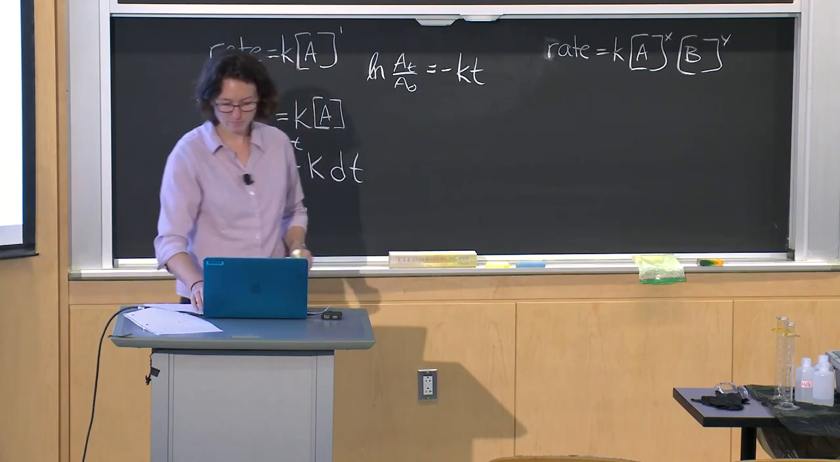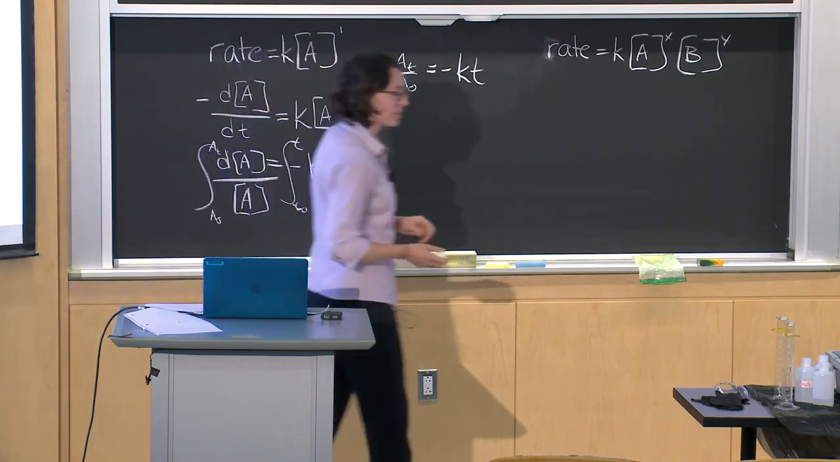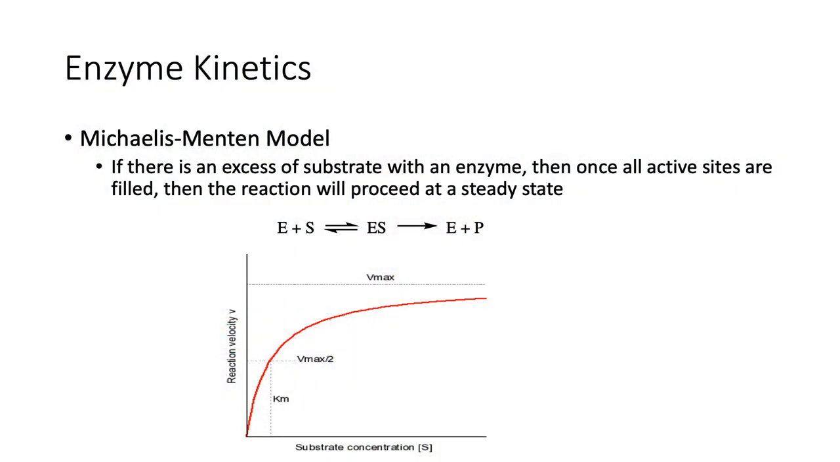You may also have seen in some of your other classes enzyme kinetics, or heard of Michaelis-Menten kinetics. And the Michaelis-Menten model of enzyme kinetics says that if you have an enzyme and you have a bunch of substrate, the reaction can only go as fast as there is when there's only one substrate in each enzyme. So if all of the active sites are full of substrate, then that is as fast as the reaction can go, and it will proceed at a steady state.